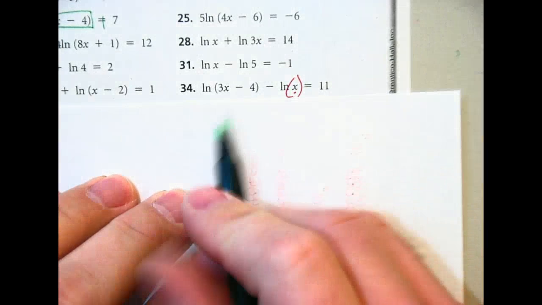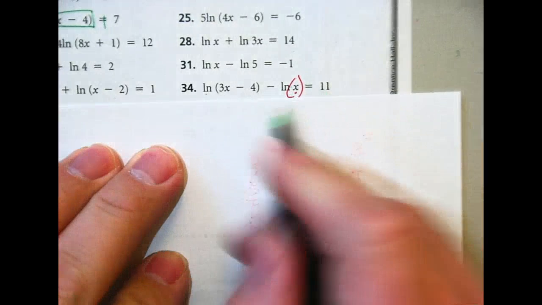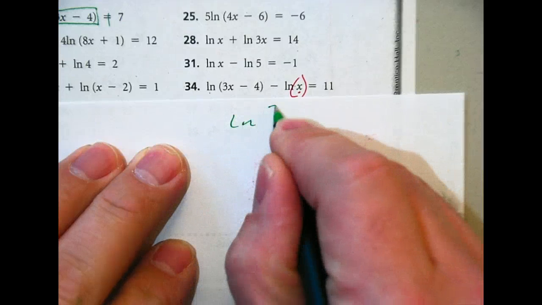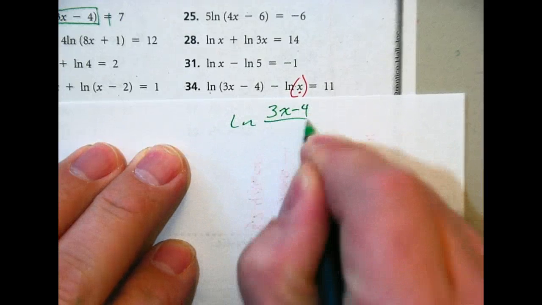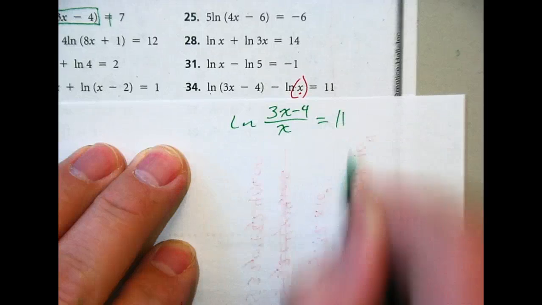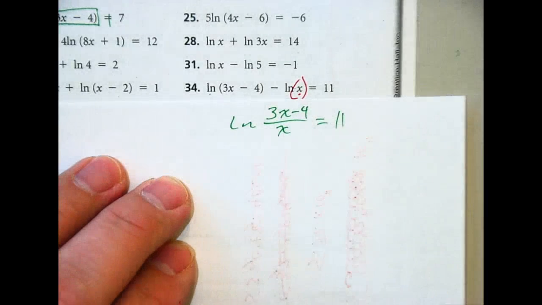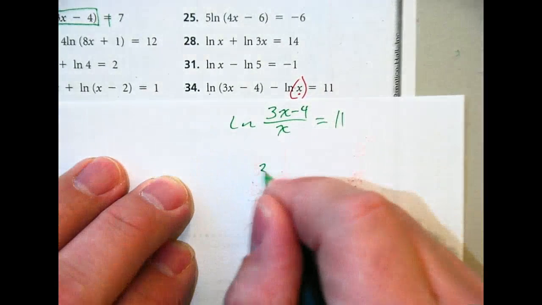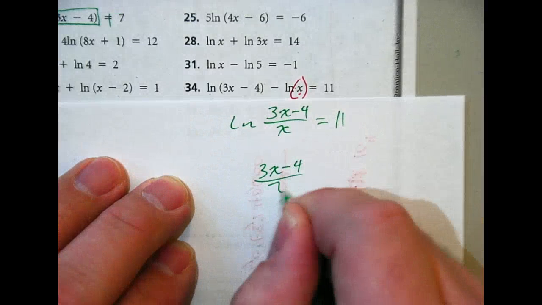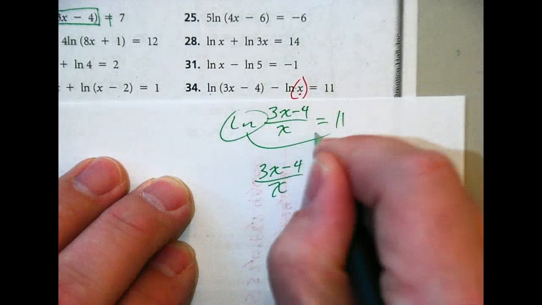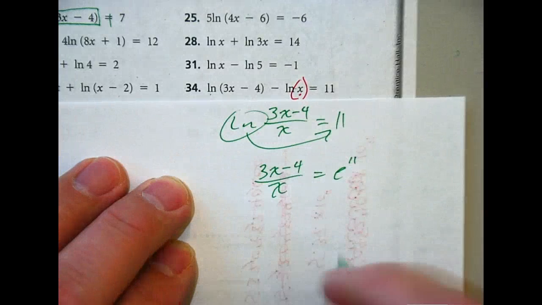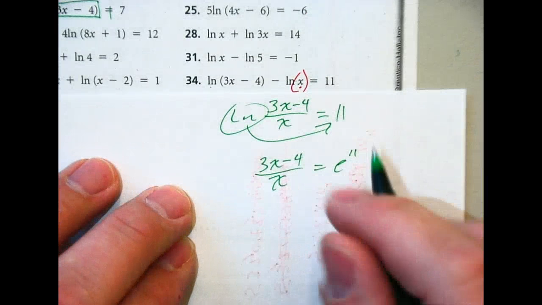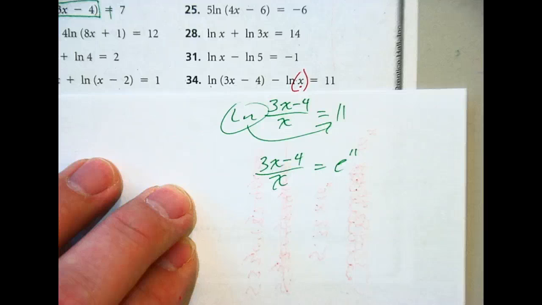I'm putting parentheses around that. So this is our 2 natural logs. I'm going to combine those by using the quotient property. Okay. I'm now going to write it exponentially. So we bring that natural log piece over. It's e to the 11th.